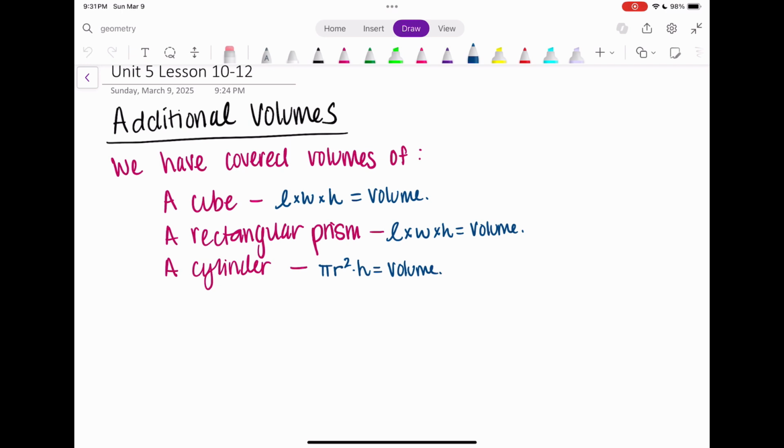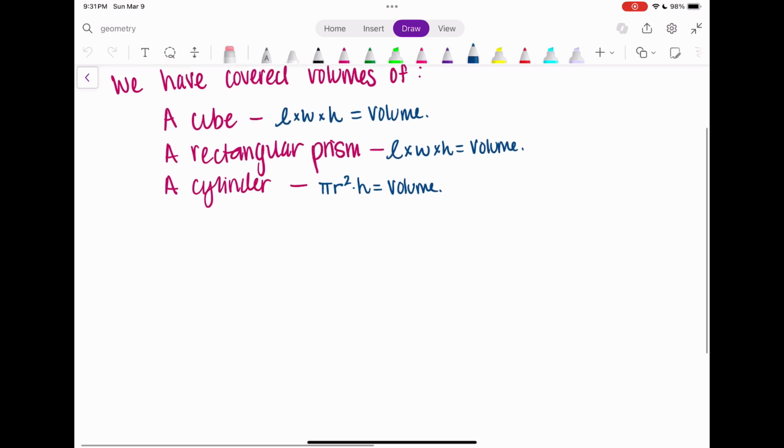So as we're looking at all of these 3 volumes, we're going to add, I believe it's 3 more volumes that you will need for your test. So we're going to go ahead and start talking about volume of a cone. So go ahead and title that down, volume of a cone.